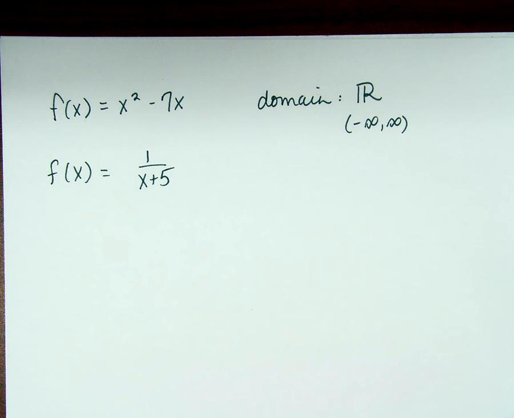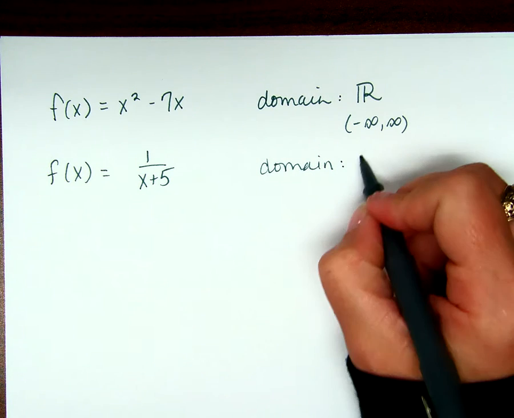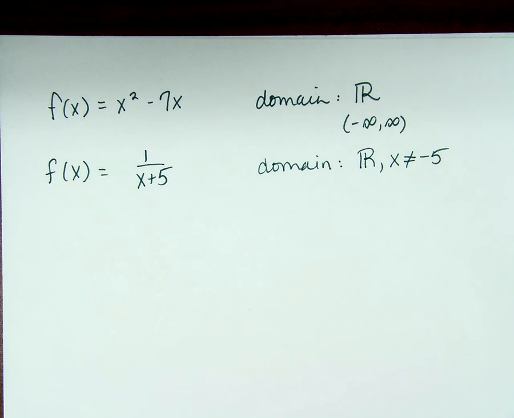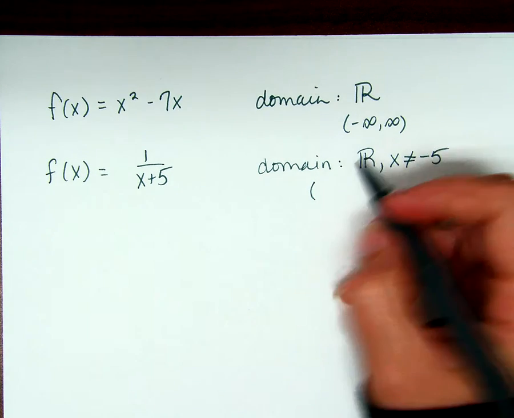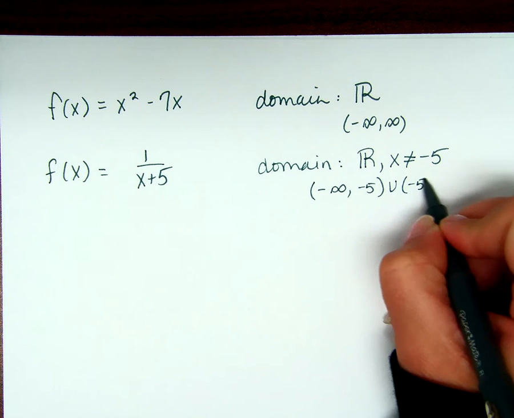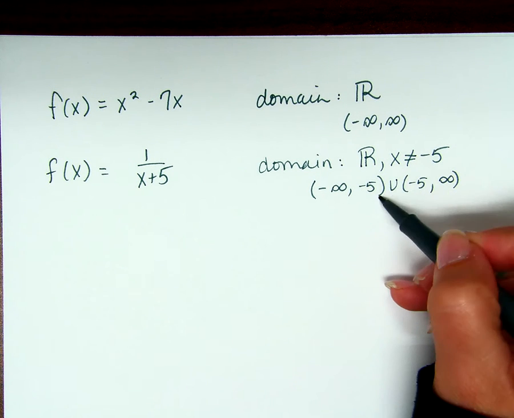What about in this particular function? Is there anything x is not allowed to be? Why can it not be negative 5? The denominator would be 0. We can't do that. So our domain would be all real numbers except for negative 5. But remember, in interval notation, we would write from negative infinity to negative 5, and then from negative 5 to positive infinity. I've not included negative 5 anywhere because it's a parenthesis here and a parenthesis there.